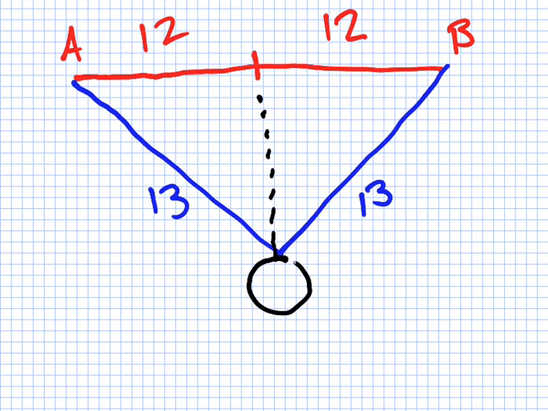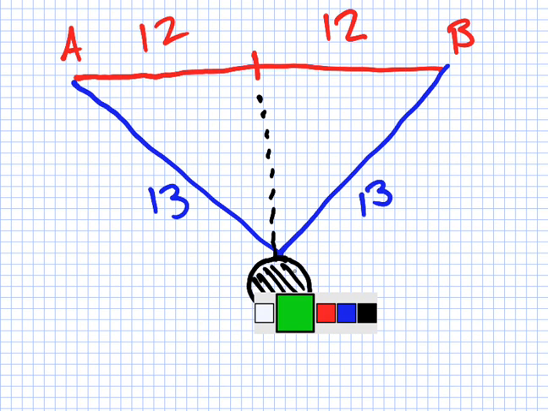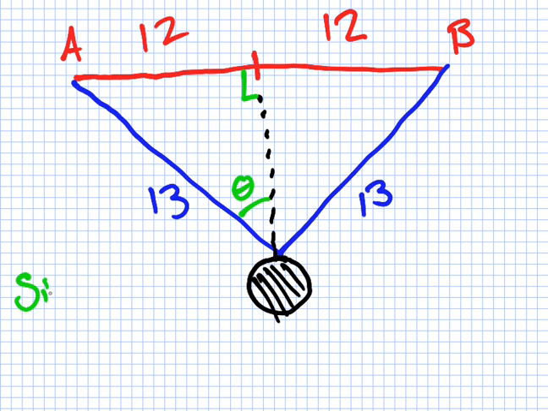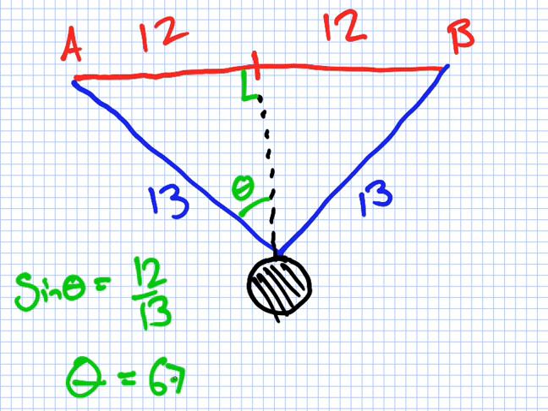And you hang a weight here, which is M. The first part is to calculate theta, which is here. So that's okay, because you can say sine theta is 12 over 13. So theta is, it'll be what they asked for, won't it? You use your calculator.